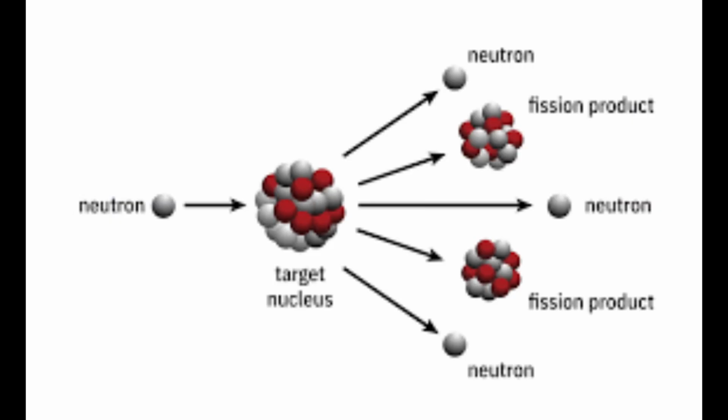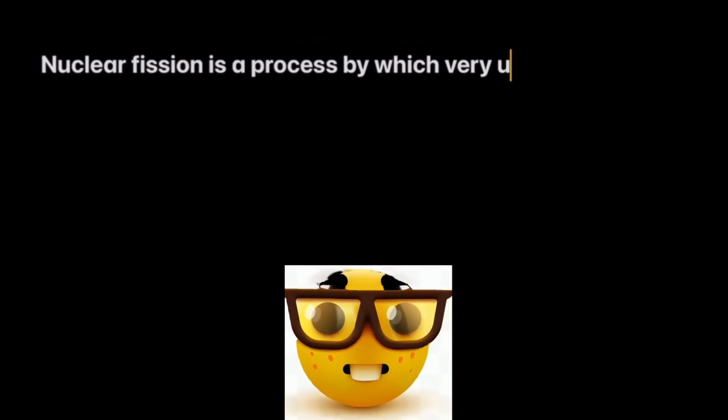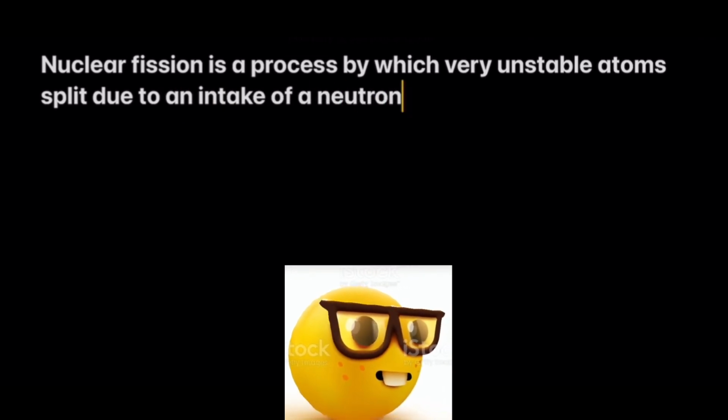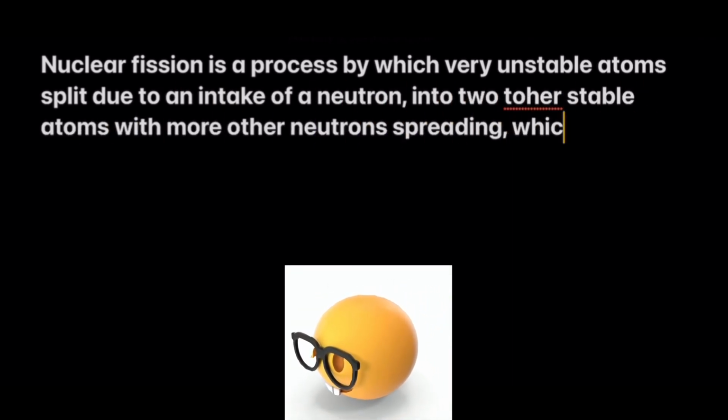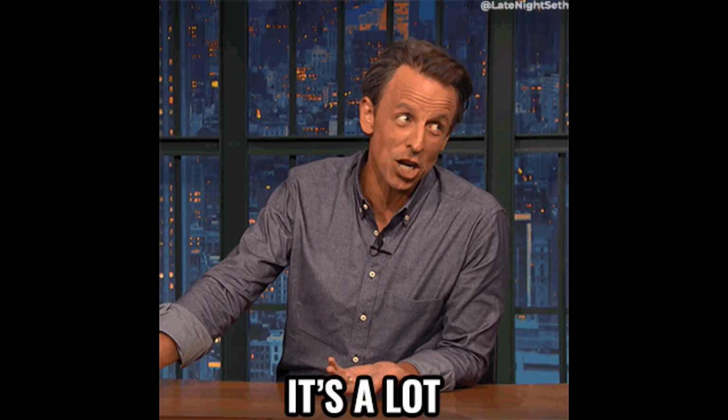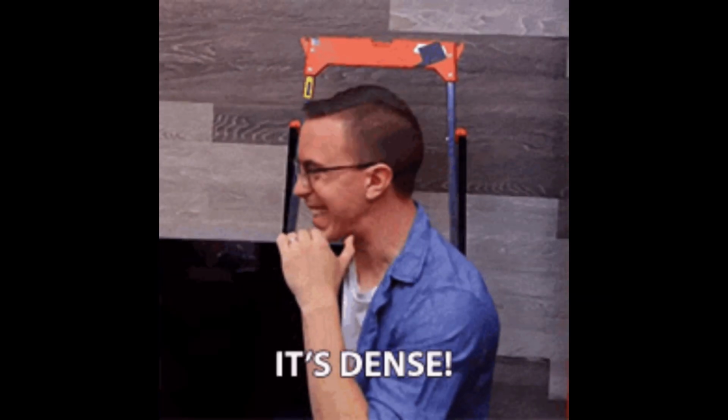So, what is nuclear fission? Nuclear fission is a process by which very unstable atoms split, due to an intake of a neutron, into 2 other stable atoms with other neutrons spreading, which releases a lot of energy because of Einstein's equation, E = mc squared. Matter is the densest form of energy, and with matter turning into energy, things won't go well. Also, elements with an atomic number of 90 or higher will most likely decay radioactively.